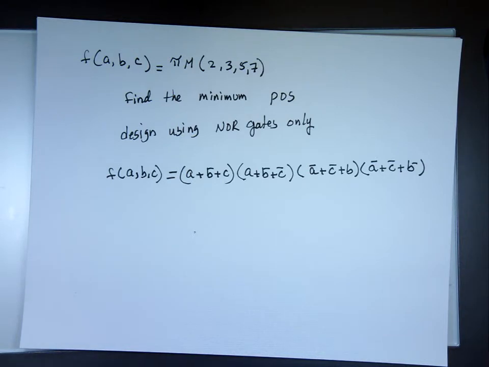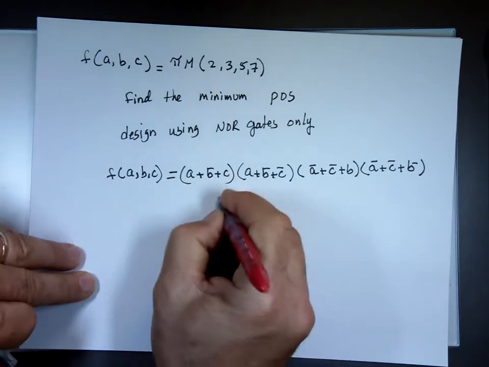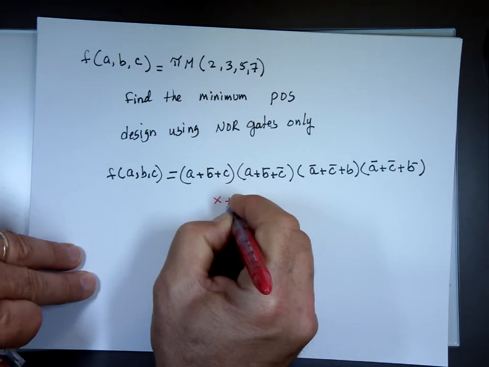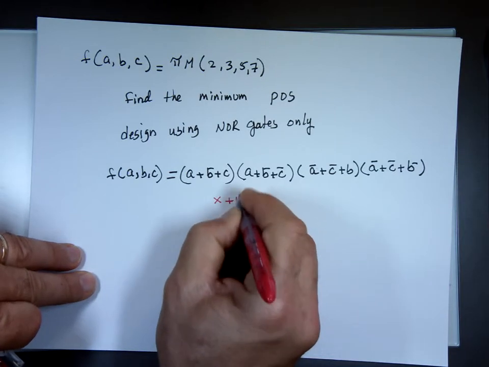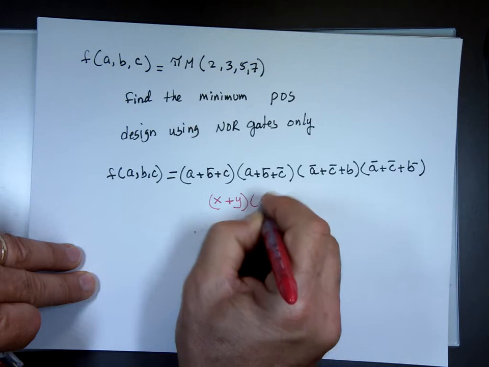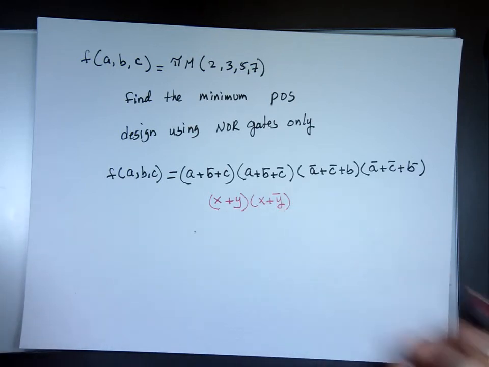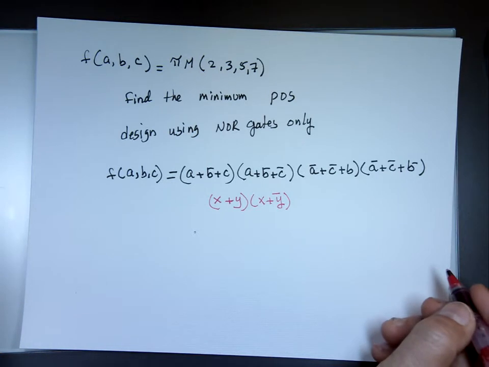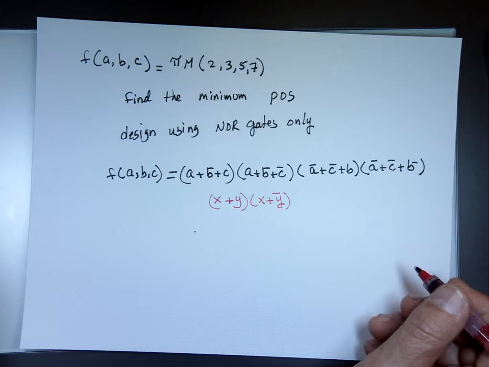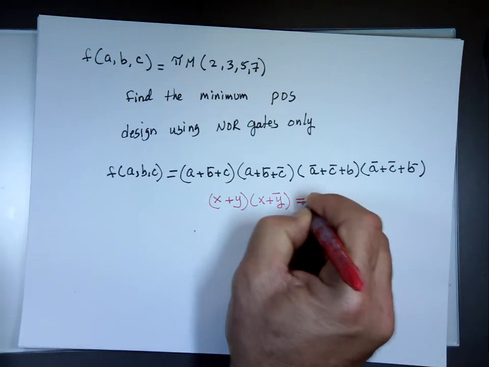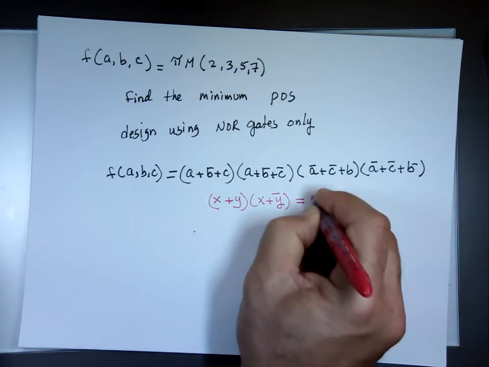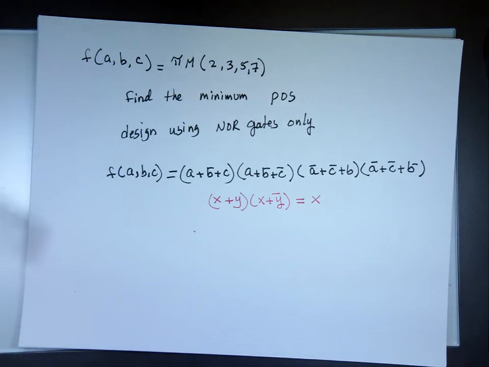Now, just in case you forgot, we have one of those Boolean algebra identities that says x plus y, times x plus y bar. What was the answer to that one? Remember what that equation is? Which is x. You can FOIL that out, you'll see.